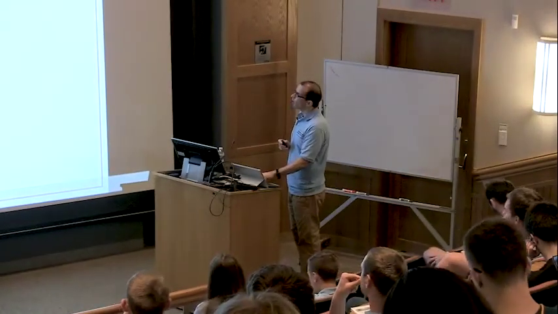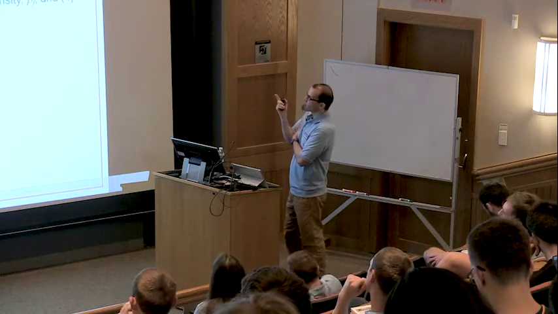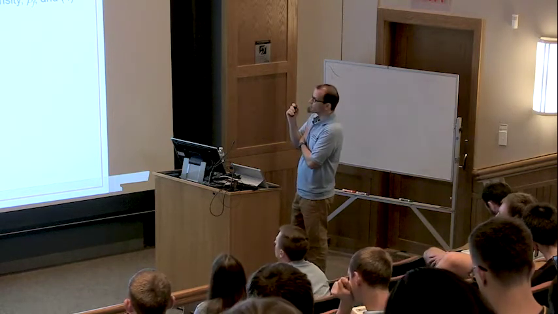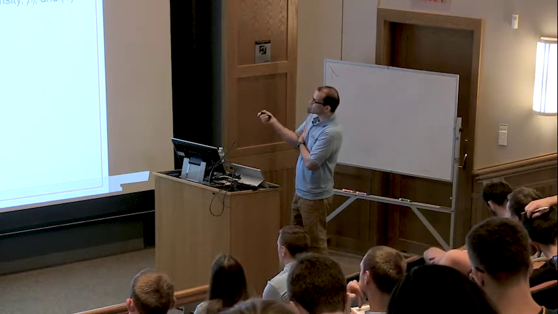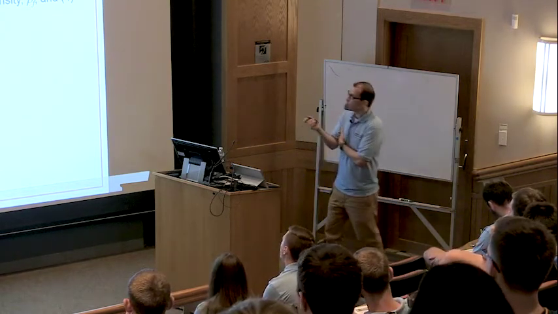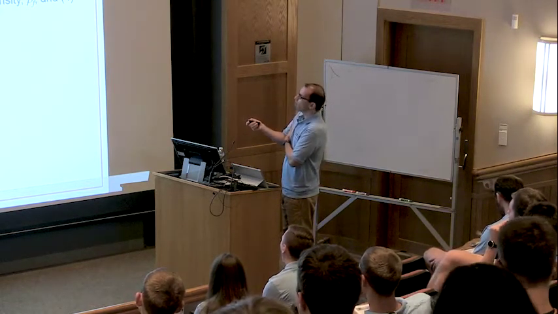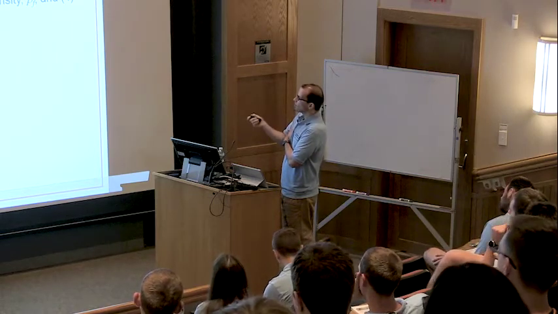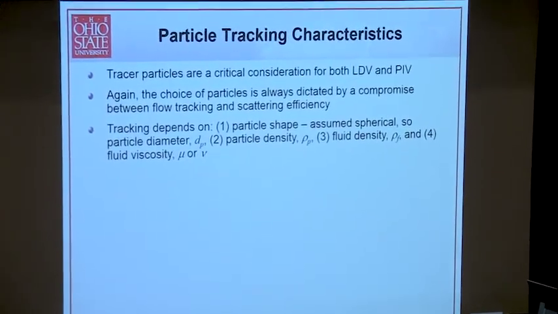So tracer particles turn out to be a critical consideration both for LDV and PIV. Again, I want to emphasize that there's this compromise between flow tracking and scattering efficiency. Our tracking is going to depend on particle shape. When we assume it to be spherical, then the geometry really reduces just to the particle diameter. The particle density: is it a metal, is it a ceramic, is it a liquid? What is it made of? The fluid density: are we in air, are we in water? And then the viscosity of the fluid.